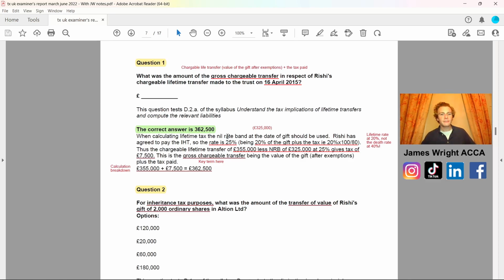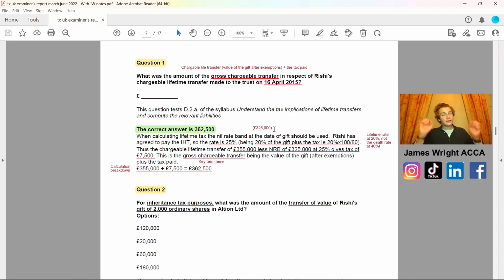Looking at the answer on here, so when calculating the lifetime tax, we need to look at the nil rate band first of all, 325,000. Rishi has agreed to pay the inheritance tax, so the rate is 25%, being 20% of the gift plus the tax on there. So in other words, the lifetime rate at 20%, not the death rate at 40%. That's another common area that people make mistakes on this exam. So therefore, we know that we have to gross it up by the 100 over 80. So taking that amount of the 20%, grossing it up to give us a rate of 25%.